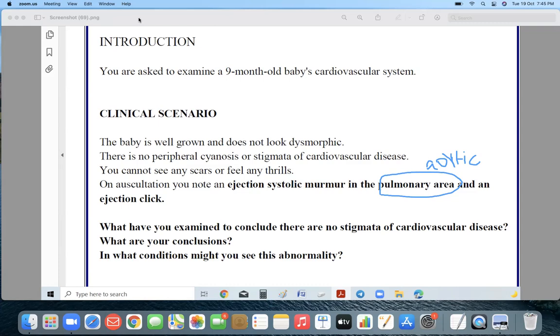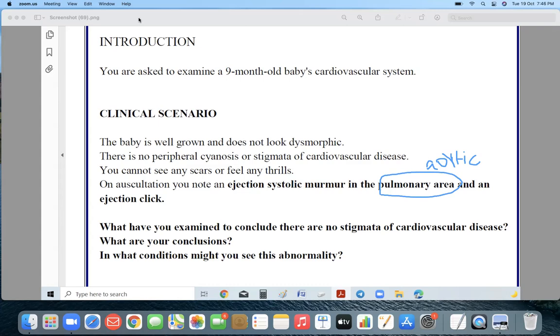Then we will go for the thrill. In the thrill, there can be a thrill on the aortic area, suprasternal area, and the carotid area. Then we will go for the murmurs. If it is simple aortic stenosis and there is no incompetence, there will be a murmur only in the same areas, like we have done before.